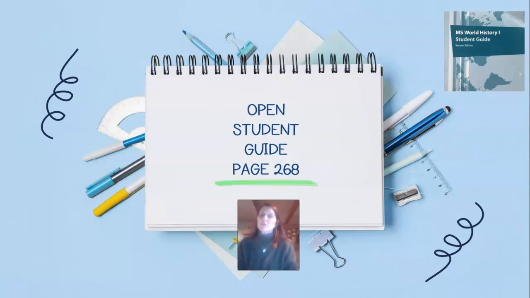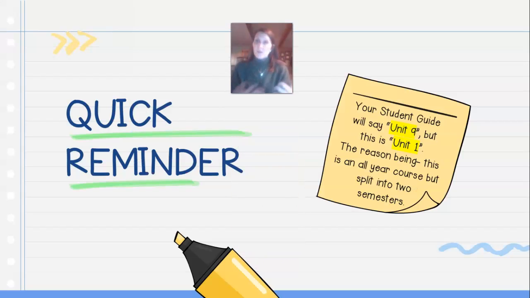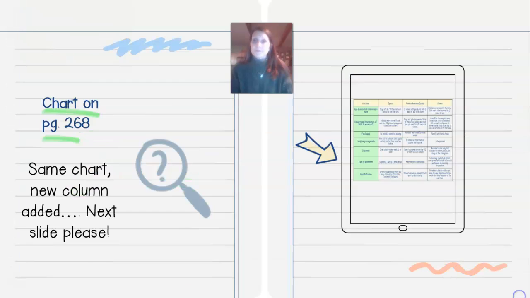So go ahead and open your student guide to page 268. And just another quick reminder, I know we talked about this with the 1.01 lesson. Your student guide will say Unit 9, but remember, this is Unit 1. It's because it was a full year course broken up into 2 semesters, but the student guide doesn't know that, so it still thinks it's Unit 9. So when you look at your student guide, it'll say Unit 9, not in the OMS, but on your actual book.